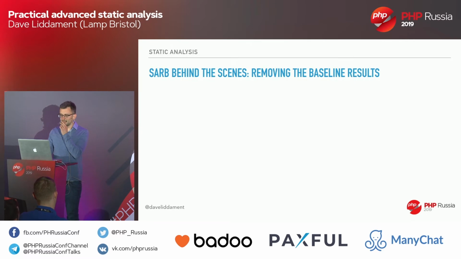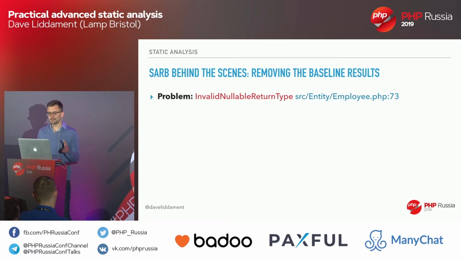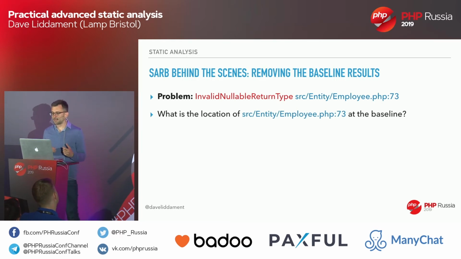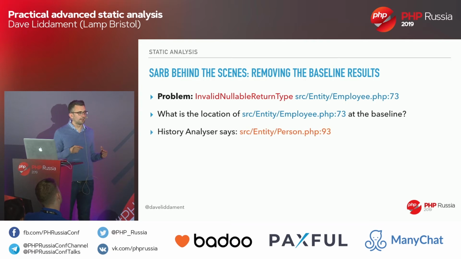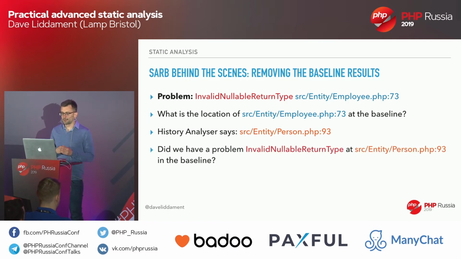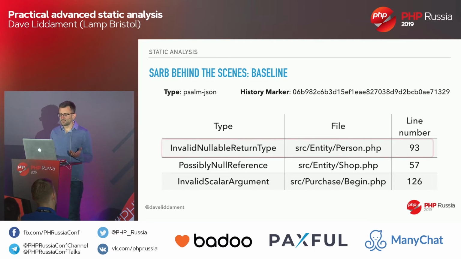So what happens is SARB first of all says, well, I've got this problem, invalid nullable return type, at line 73 of employee. It says, what was the location of line 73 of employee when the baseline was taken? And the history analyzer, with some Git magic, says, that was line 93 of person. And then SARB says, great, well, did we have a problem, invalid nullable return type, on line 93 of person in the baseline? We look at the baseline, we see we did.